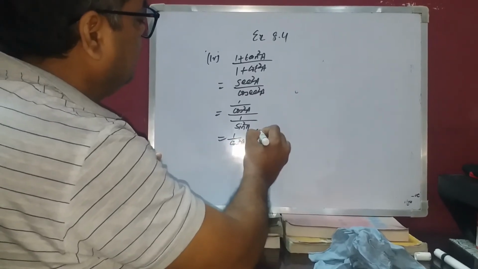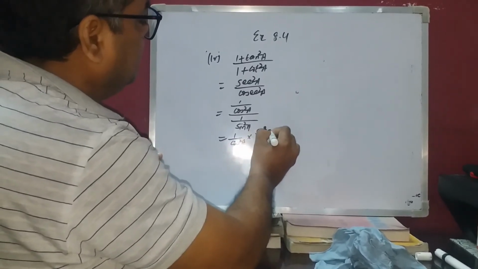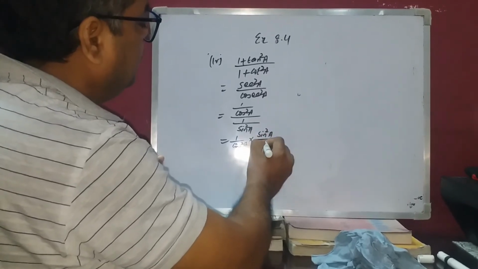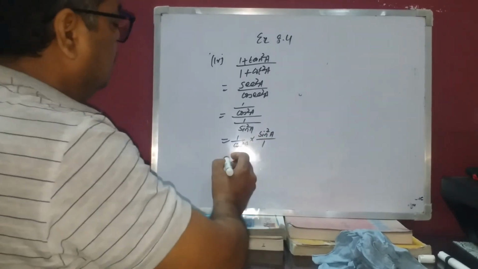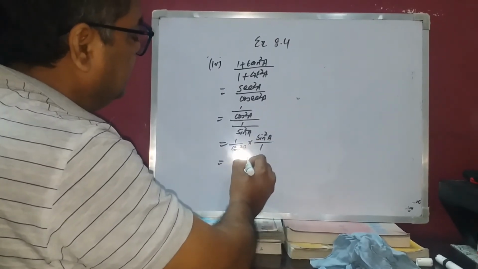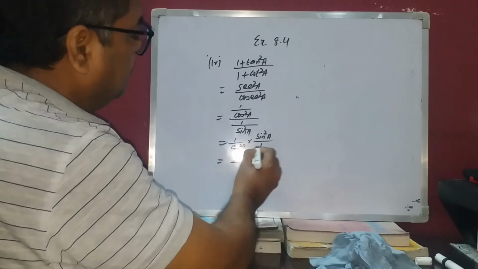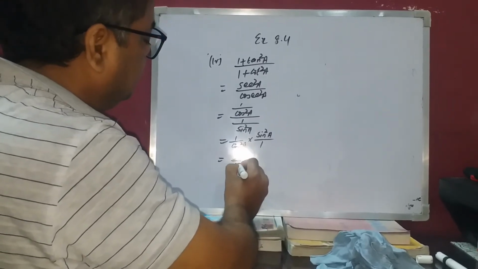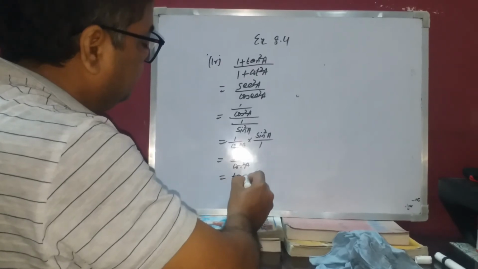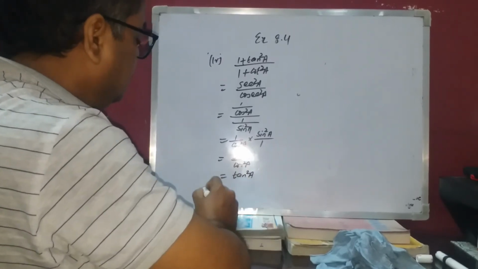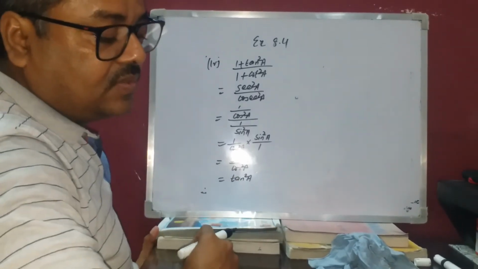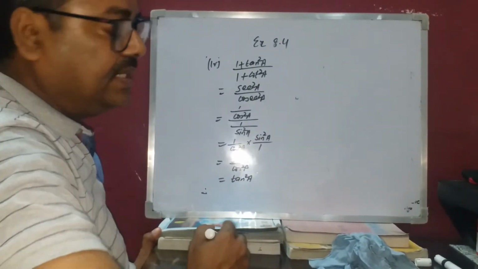And now 1 by cos square A into sin square A, this is sin square A by 1. So you will write here 1 into sin square A, this is sin square A, 1 into cos square A, this is cos square A, and finally it is tan square A. So this is your final answer, but in the choice it has been given in D.